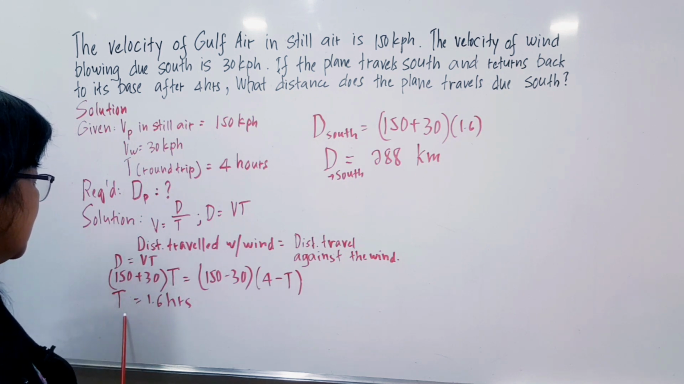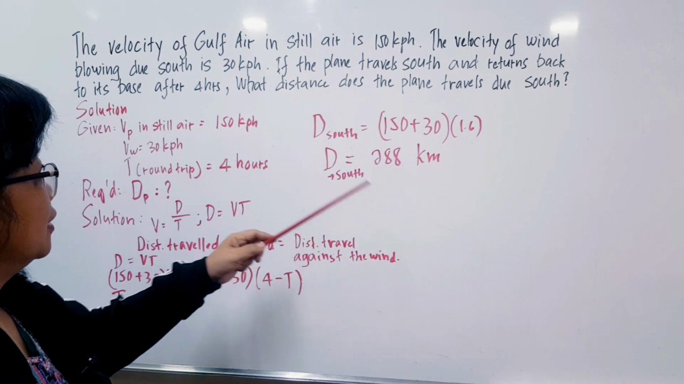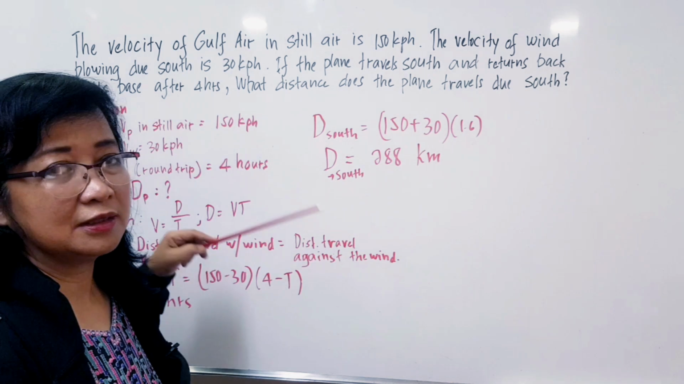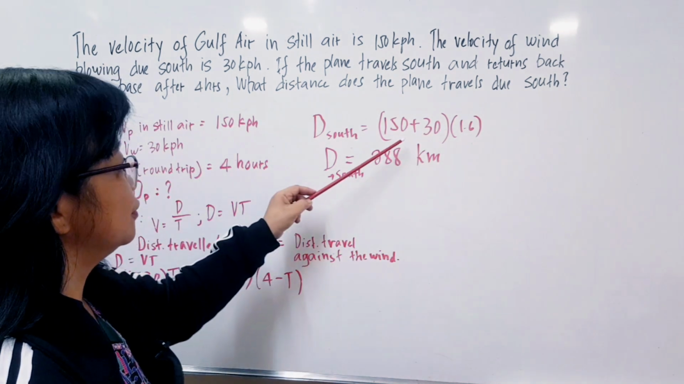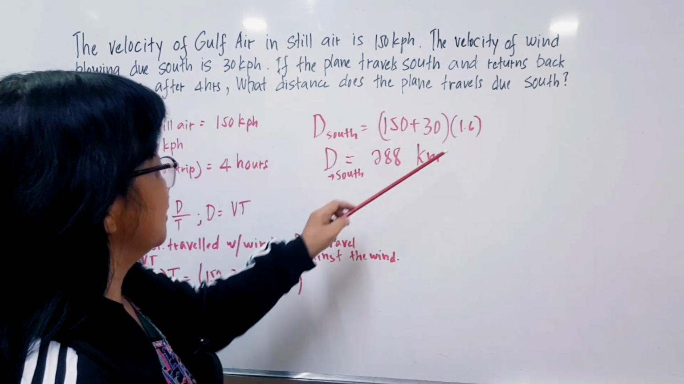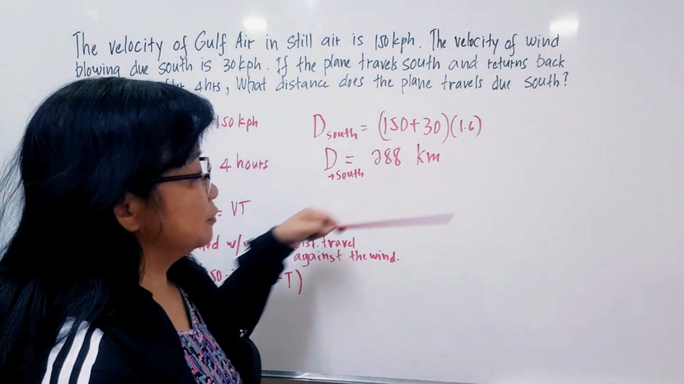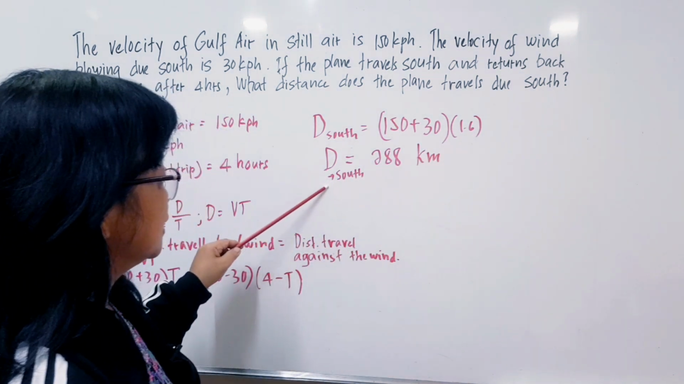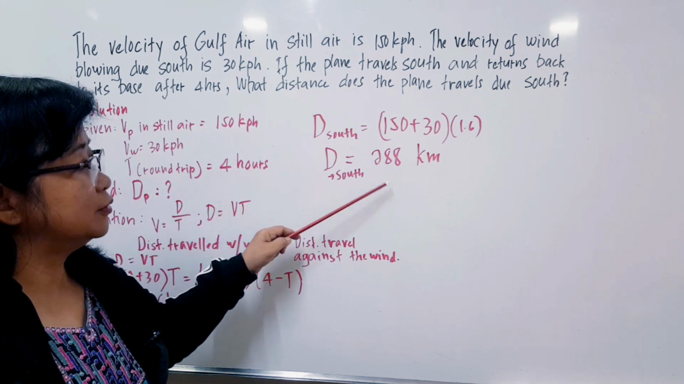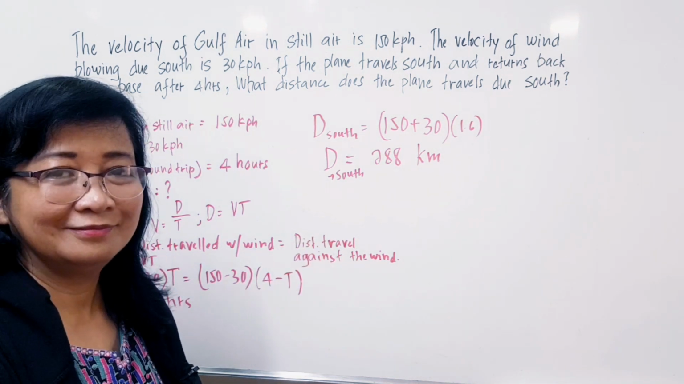Now, nasolve na natin ang time. So, we can solve the distance the plane travels due south. So, yung due south, ang velocity nila, kasi they are in the same direction. So, ang velocity ng plane plus the velocity of the wind multiply by the time traveled, 1.6, which is one way. So, the distance the plane traveled due south therefore is equal to 288 kilometers.